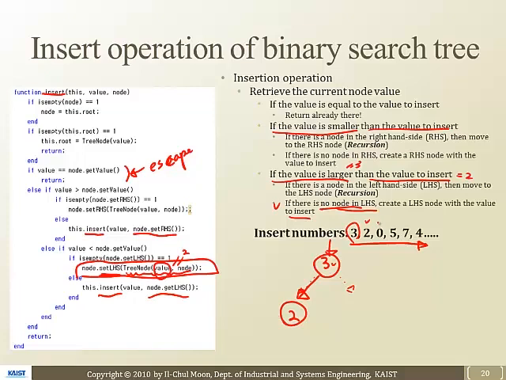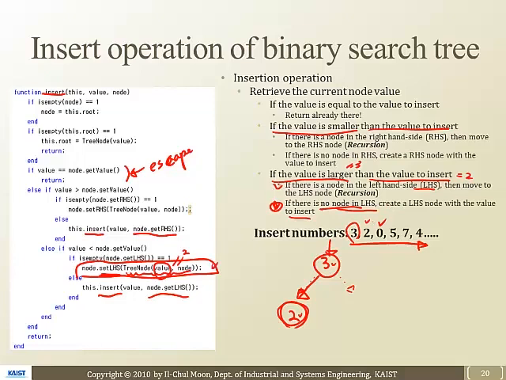After that, we hit 0, and compare with 3. So we have to go to the left-hand side. Here, luckily, there is a node in the left-hand side, so we move to the left-hand side node. We compare again, 2 and 0. Still 2 is bigger, so we go to the left-hand side, but we hit this condition again: we don't have a node in the left-hand side.